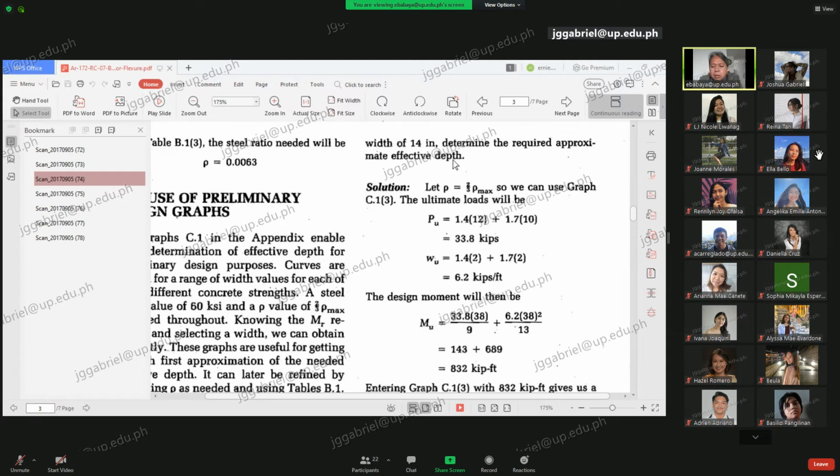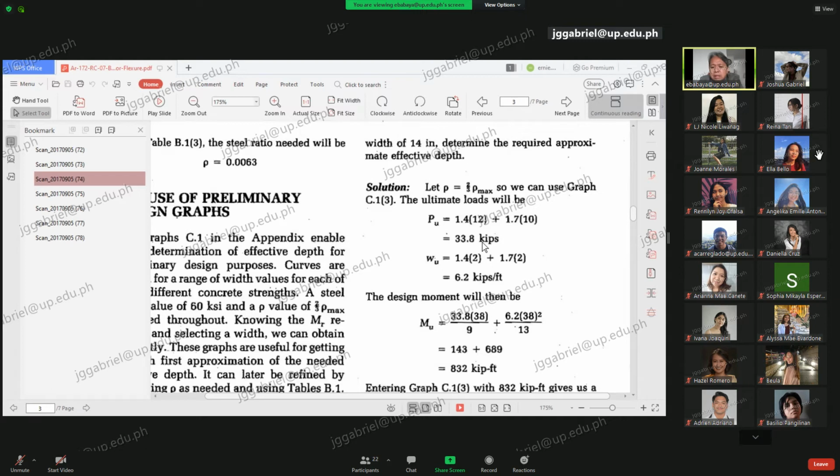But then we have to account for PU, or the ultimate concentrated load acting at mid-span. So multiply 1.4 with 12. Take note that 12 already includes the dead weight, dead load, and this 10 is the live load. So effectively your PU would be 33.8 kips. And then WU, multiply the dead load with 1.4, multiply 1.7 with 2. The 2 is the live load. The 2 here is the dead load.